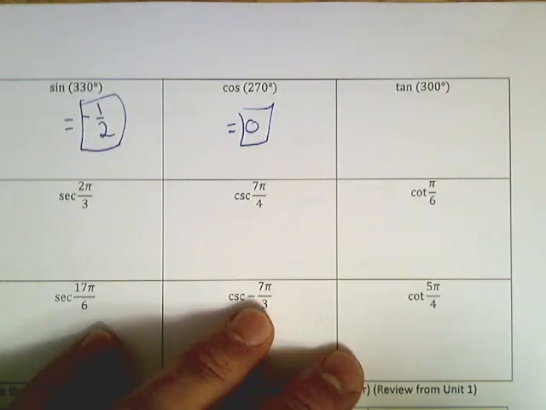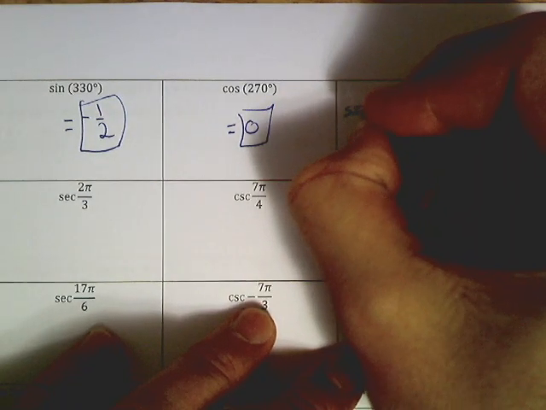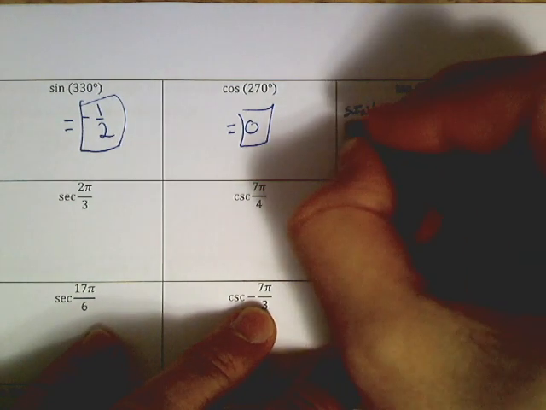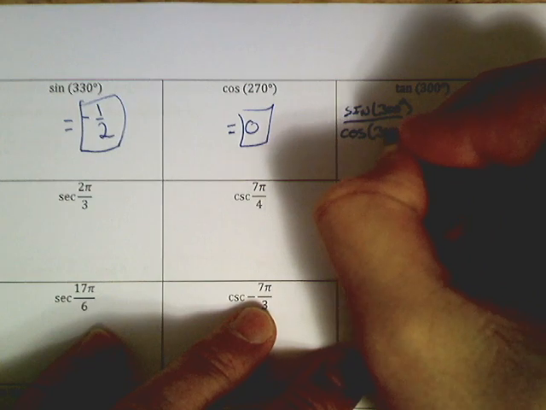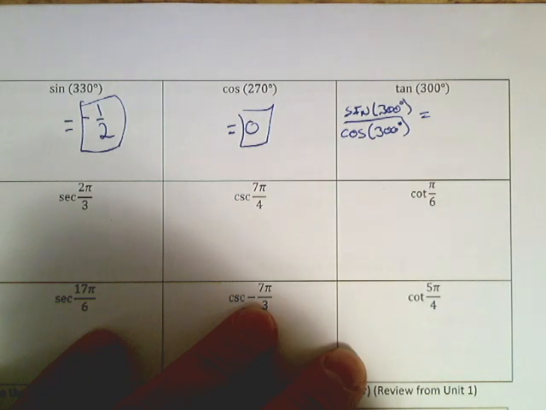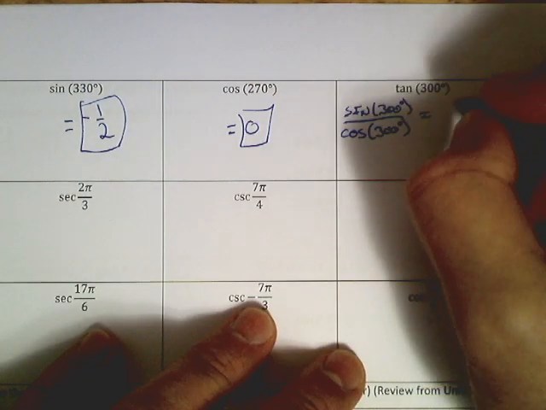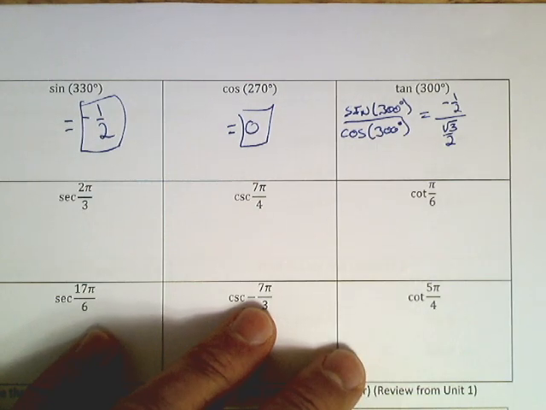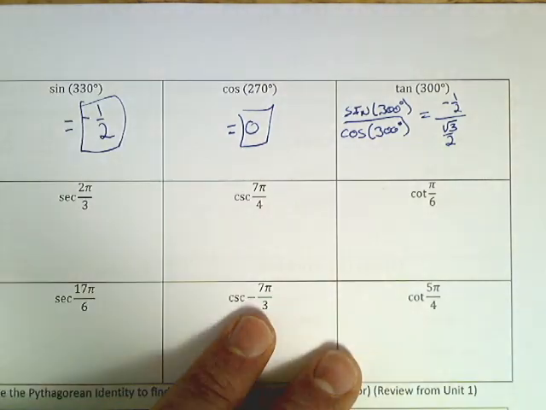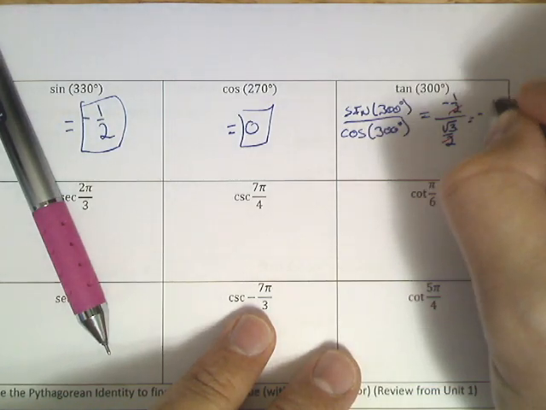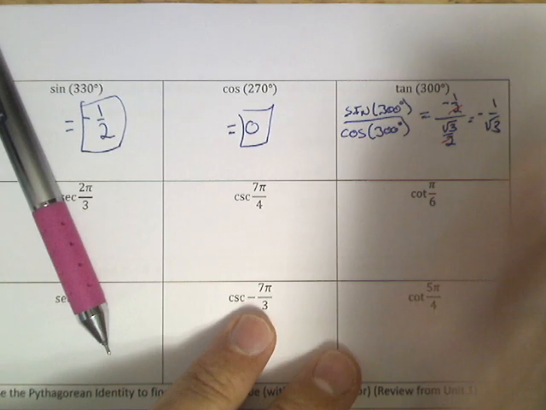Tangent of 300, well, that's going to be equal to sine of 300 degrees divided by cosine of 300 degrees. So sine of 300 is negative 1/2. Cosine of 300 should be square root of 3 over 2. The 2's cancel out, leaving us with a negative 1 over the square root of 3.